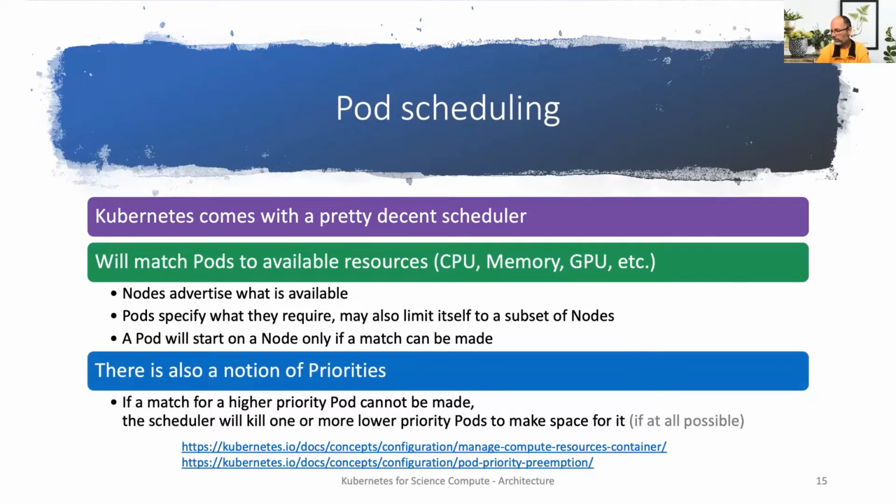Now, as I said, it's all about orchestration. So we are managing a lot of pods and a lot of nodes. So you need to have some scheduling. And Kubernetes comes with a pretty decent scheduler. It will match pods to the available resources based on CPU, memory, GPU, storage, a lot of stuff. And it has the usual stuff: nodes advertise what's available, pods specify what they require, and then a match is made. There is also a notion of priorities, so that you can have different classes of workloads that will match at different priorities, and it also supports preemption. Again, more details later, just a taste of what's available at this point.